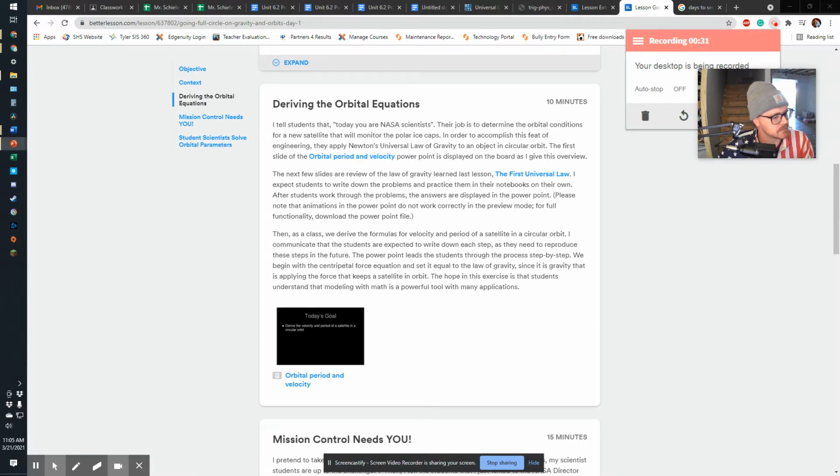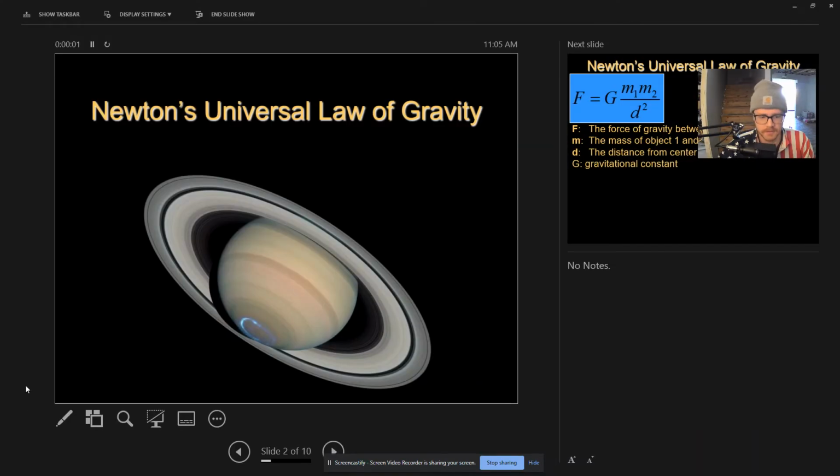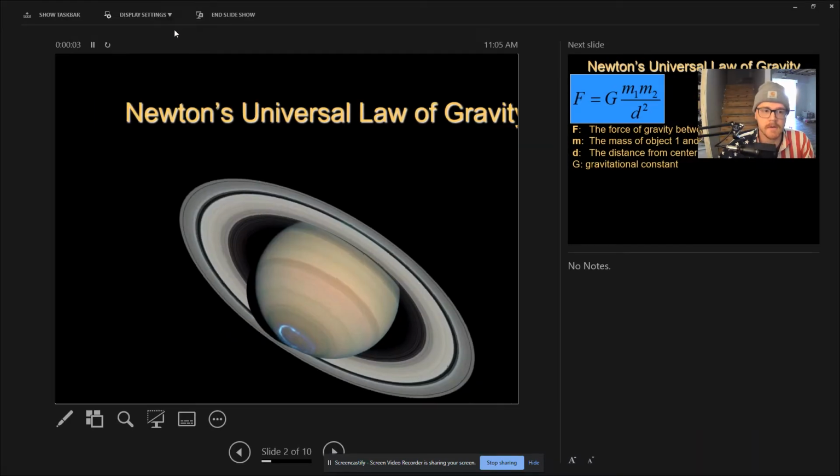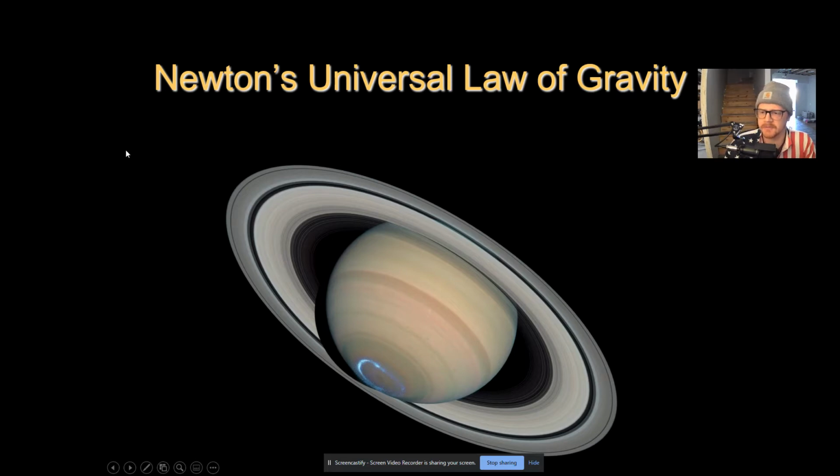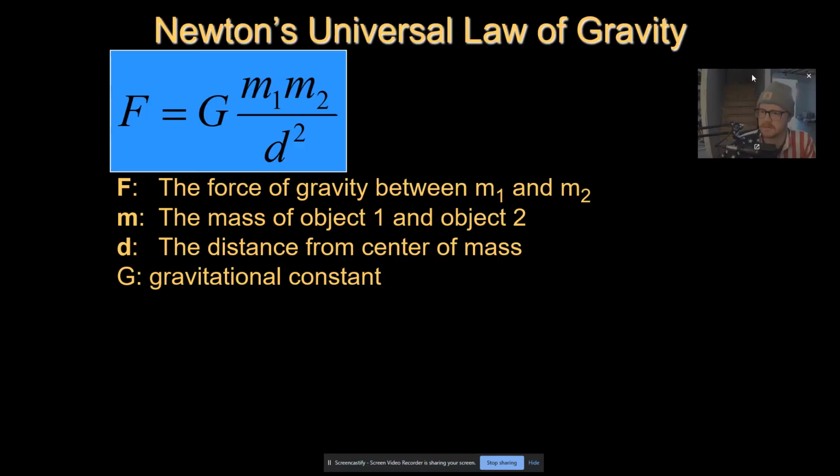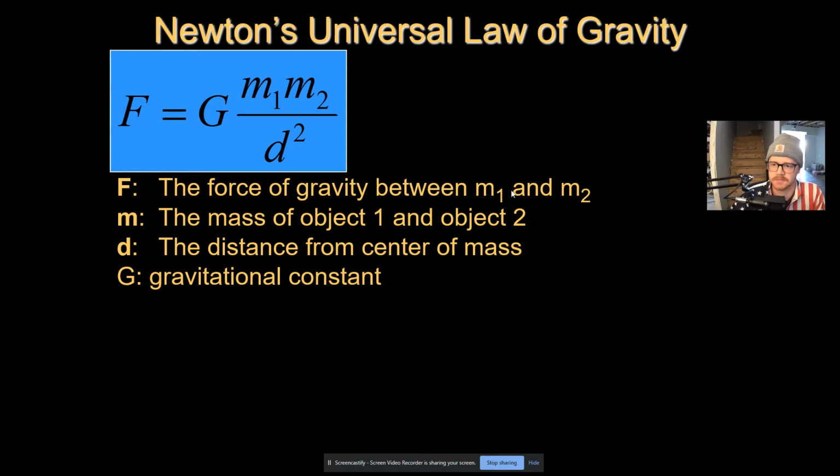So this is a slide presentation that I found from a teacher from Better Lesson. It's a really good summary as to how we can find out what we're going to calculate, which is specifically going to be the orbital velocity and also the orbital period of an orbiting body.